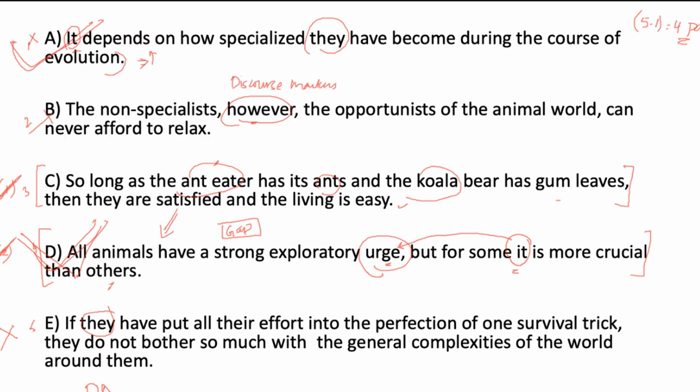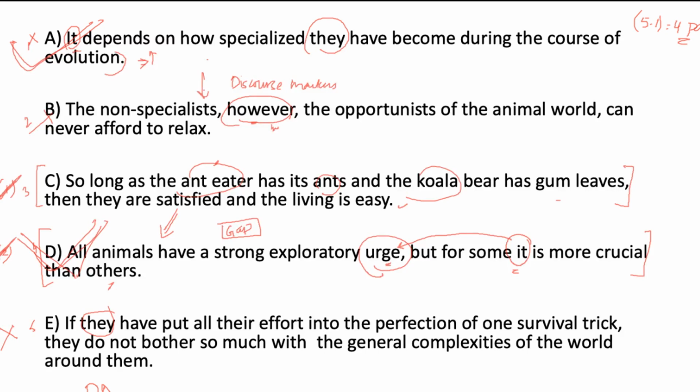All right. Okay, so it depends on how specialized they have become during the course of evolution. If they have put in all their effort into the perfection of one survival trick, they do not bother so much with the general complexities of the world around them. Could that be it? Maybe. The non-specialists, however, so where did how special? It depends on how specialized they have become during the course of evolution. However, yeah. So there is a leap of faith in between this sentence and this sentence. So this most likely cannot lead to this sentence, right?